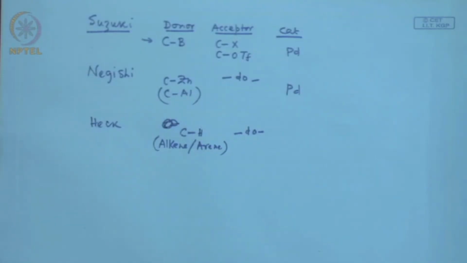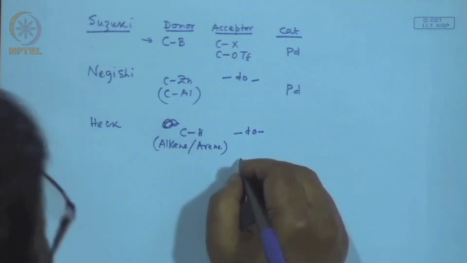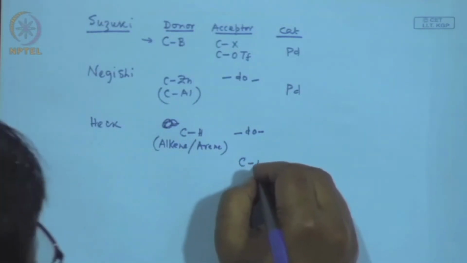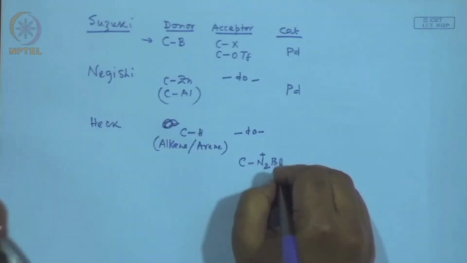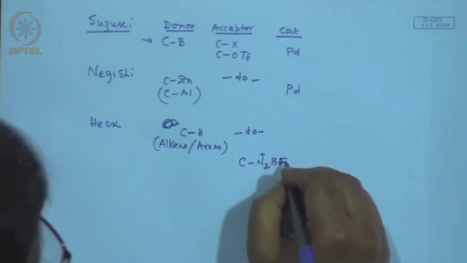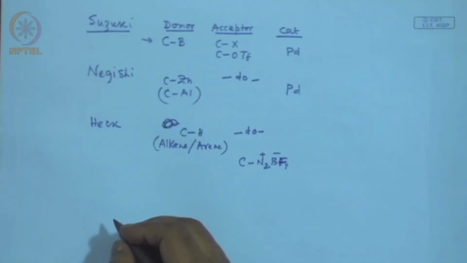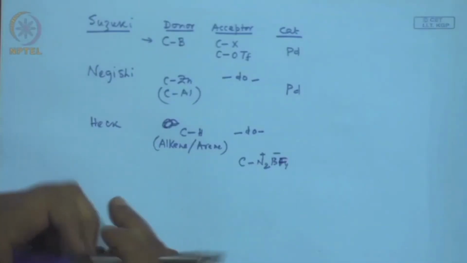Accept anything else? One more. As this diazonium salts. Diazonium salts are very useful, and again it is also a name reaction, something called Matsuda or something. Heck Matsuda reactions. Only difference that in this case the acceptor is this.